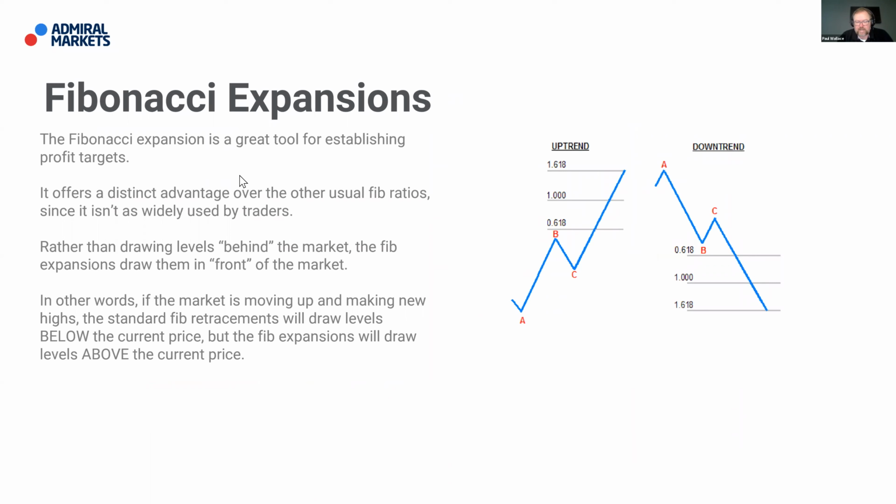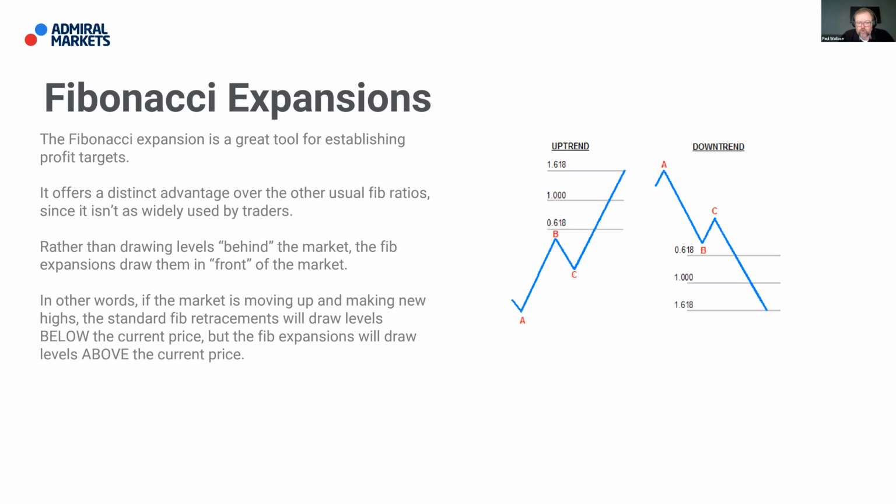So we've just had a look at Fibonacci retracements, but on the flip side of that, Fibonacci can also be used for what some traders would call extensions, some traders would call expansions. It's just using either name because you'll hear them used quite often together. But a Fibonacci extension or expansion is a great tool for establishing profit targets, and it offers a distinct advantage over the other usual Fib ratios, since it isn't as widely used by traders. You'll only find that particular Fibonacci traders are keen to understand the promise that extensions or expansions offer.